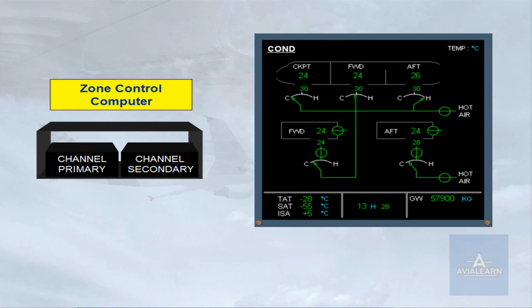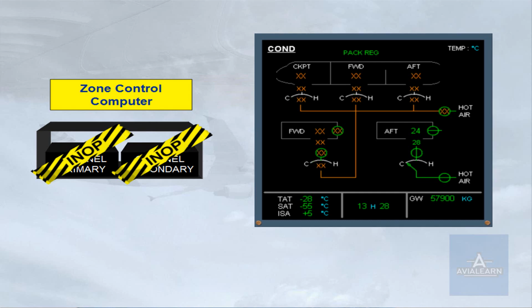In the second case, if a dual channel failure occurs, there is no zone temperature regulation. The packs deliver a fixed temperature, and the message pack reg appears on the ECAM conditioning page. Notice also that there are no indications of zone or duct temperature.